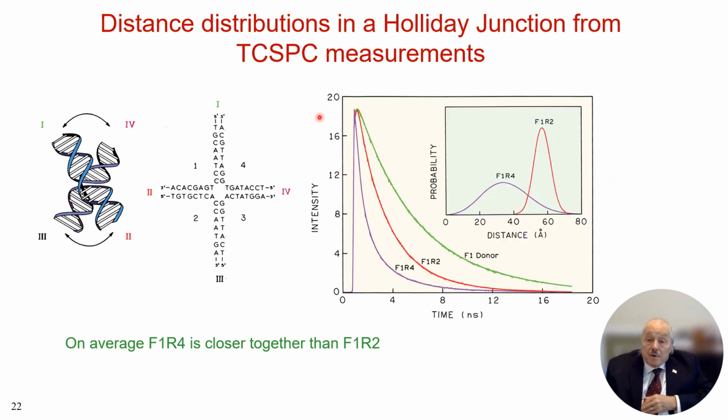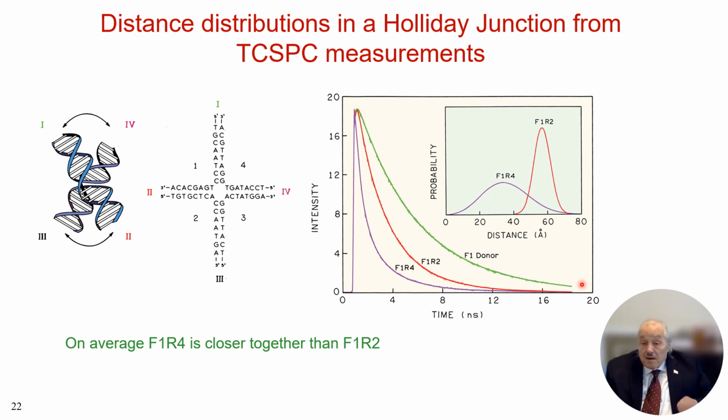Here's another example from time-correlated single photon counting for the holiday junction. We might have mentioned this last time. We'll see this again when we discuss single molecule counting. But the holiday junction was labeled at different ends of the 4 strands, and it was labeled with either a fluorescein or a rhodamine. And from the time-resolved decays, first of all, we have the time-resolved decay of the donor.